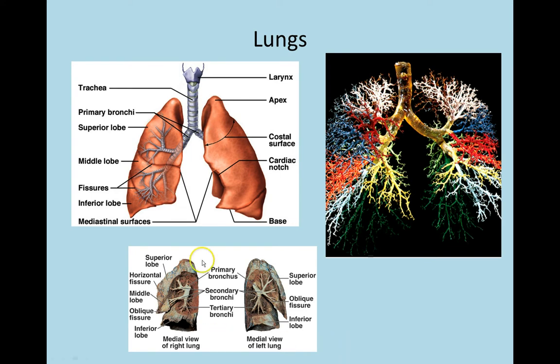If you look at the image on the left, you'll notice the structure of the lungs, which you will learn about in lab as well. The right lung has 3 lobes, superior, middle, and inferior, while the left lung has 2 lobes, superior and inferior.